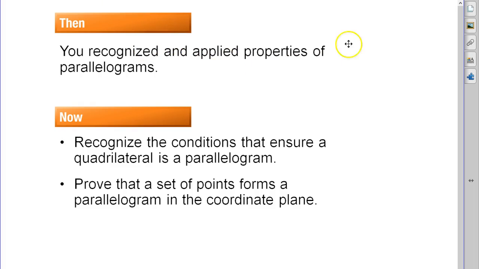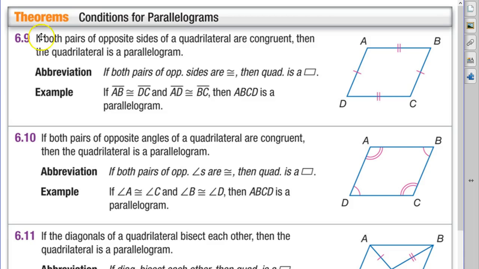So we've recognized and applied properties of parallelograms. Now we'll ensure that a quadrilateral is a parallelogram and then use a set of points from a plane to prove that we have a parallelogram again. So first of all, we have basically a bunch of ways to prove you have a parallelogram.